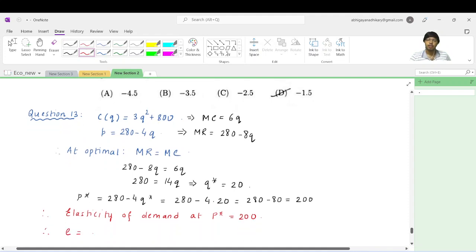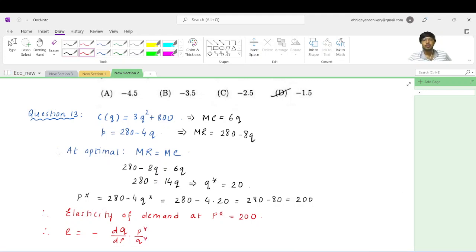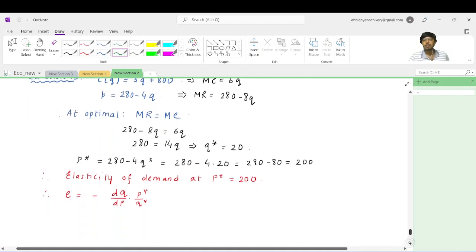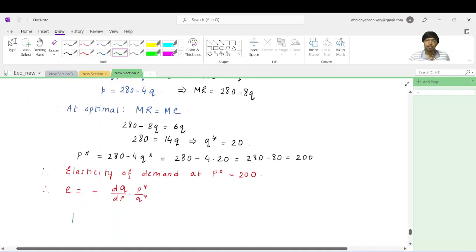So what's the definition of the elasticity? Minus dq/dp into P by Q. At the optimal, we will be evaluating this elasticity at P star and Q star. So what is the inverse demand function that is given? 280 minus 4Q. If we take the derivative, dp equals minus 4 times dq.